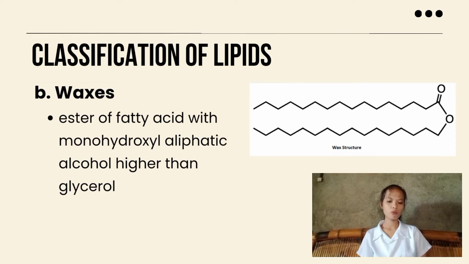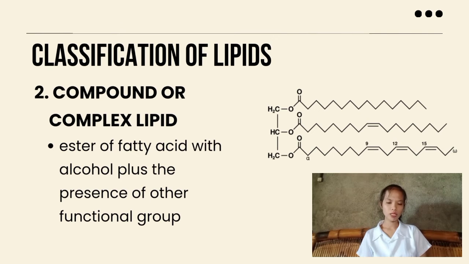The next one was the waxes. Ester of fatty acid with monohydroxyl aliphatic alcohol higher than glycerol. These waxes are found in nature as coating on leaves and stems. These waxes prevent the plant from losing excessive amounts of water. So these waxes also serve as protection for the plants from too much amount of water.